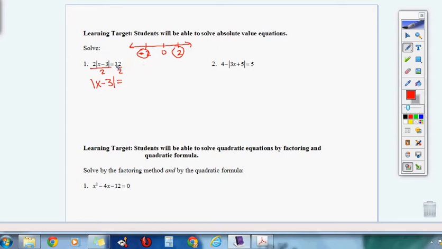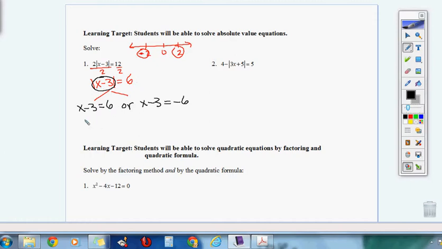The explanation gets a little more difficult when you put in a binomial here, but the idea is the same. So what we're going to do is split and think about it as positive and negative. We're going to say x minus 3, the expression in here, could be +6, or it could be -6, because if -6 was in there, the absolute value of -6 would be +6.